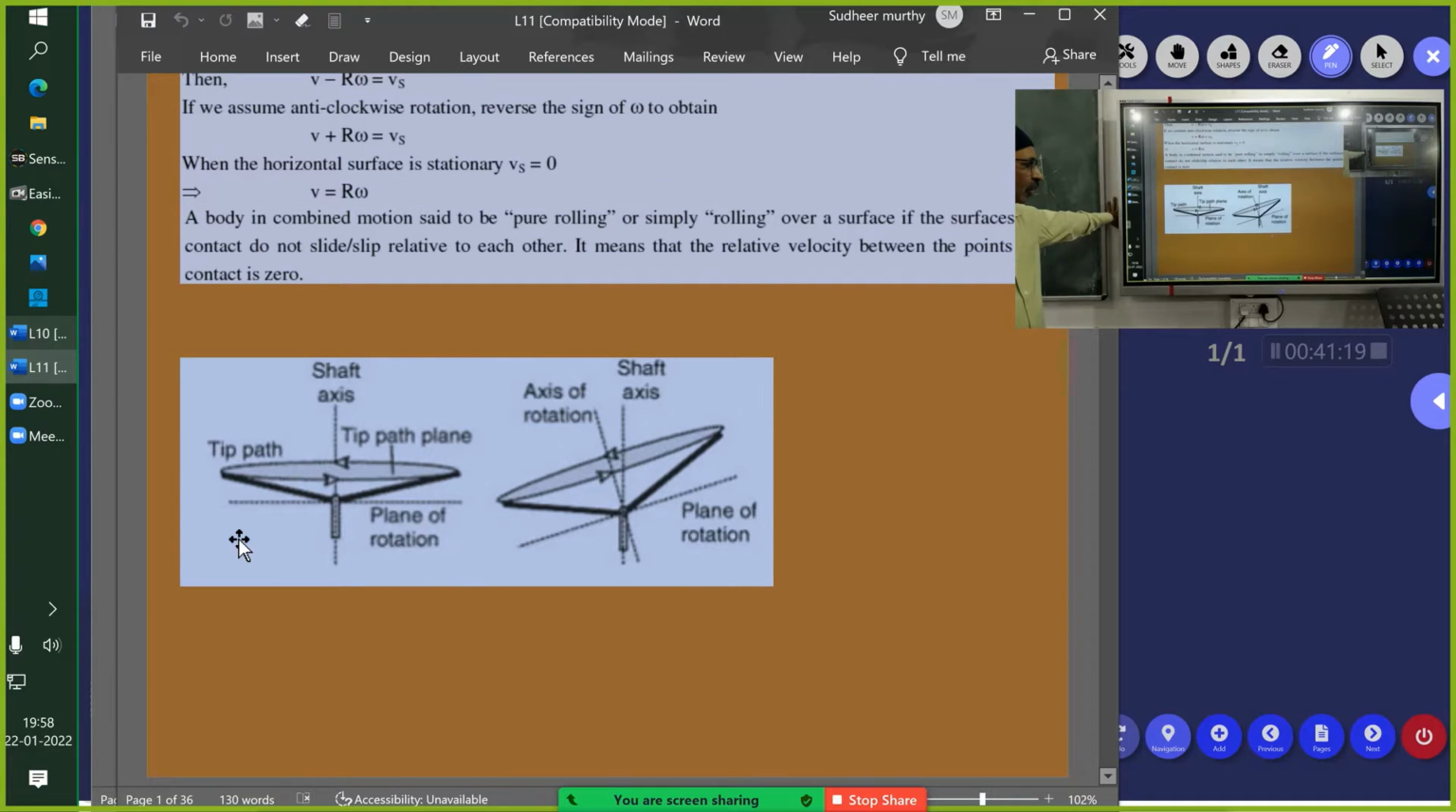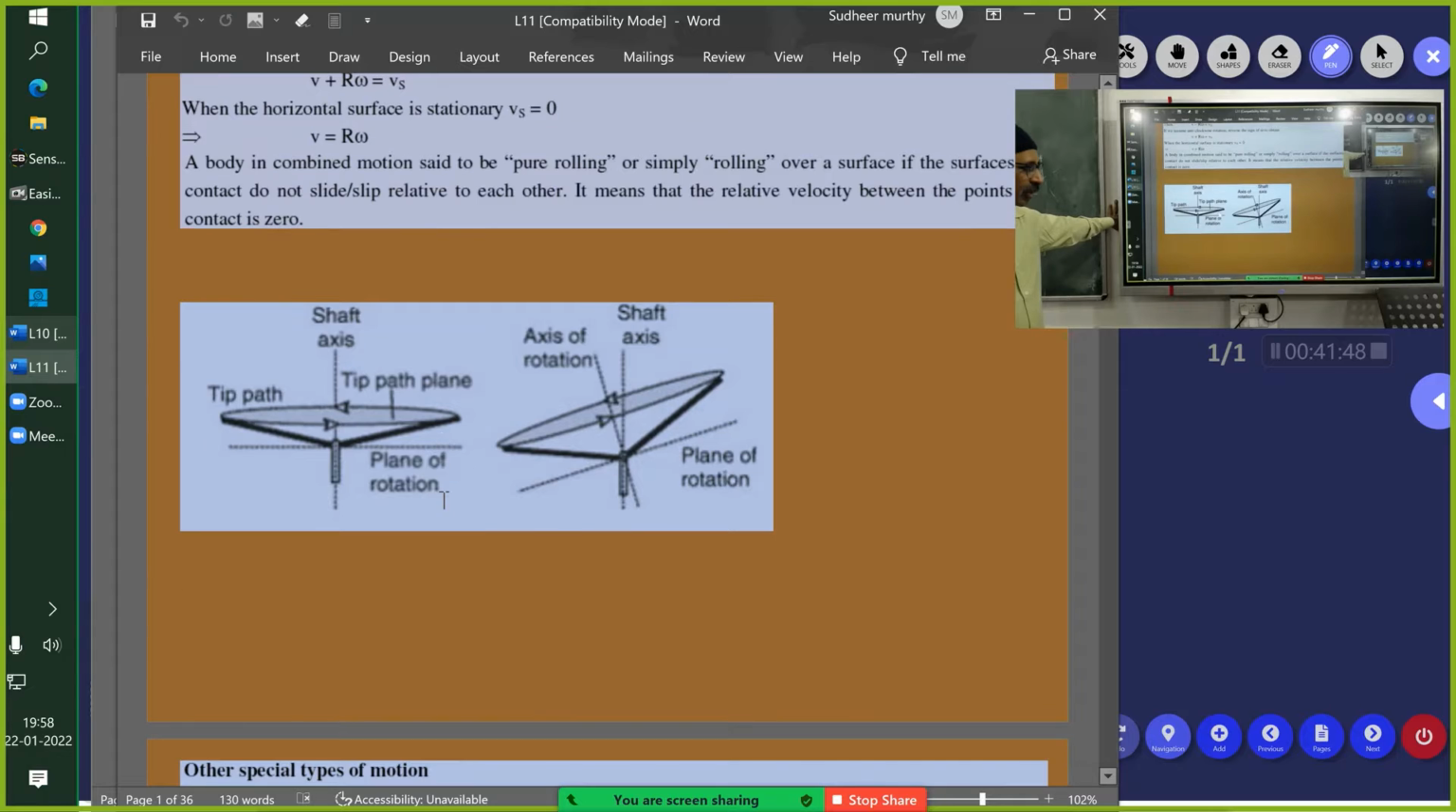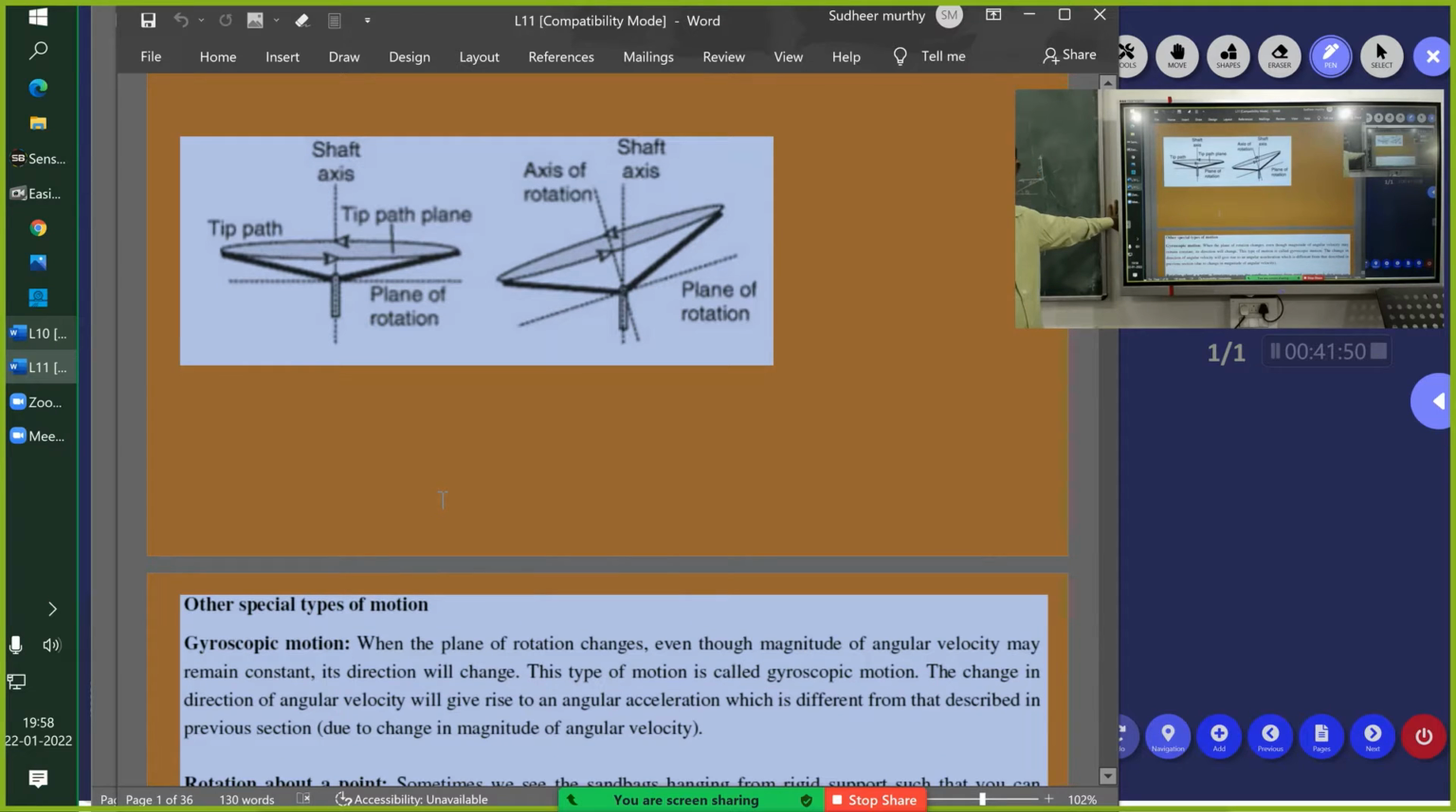Now one more concept I wanted to say here. There is a shaft axis, and you can see here this is the plane of rotation. Now the axis of rotation is tilted, so you can see that the plane of rotation is also tilted. Understood? The plane of rotation will be perpendicular to the axis of rotation. Because we are going to use this concept, I'm just showing you this diagram. Shaft axis is this.